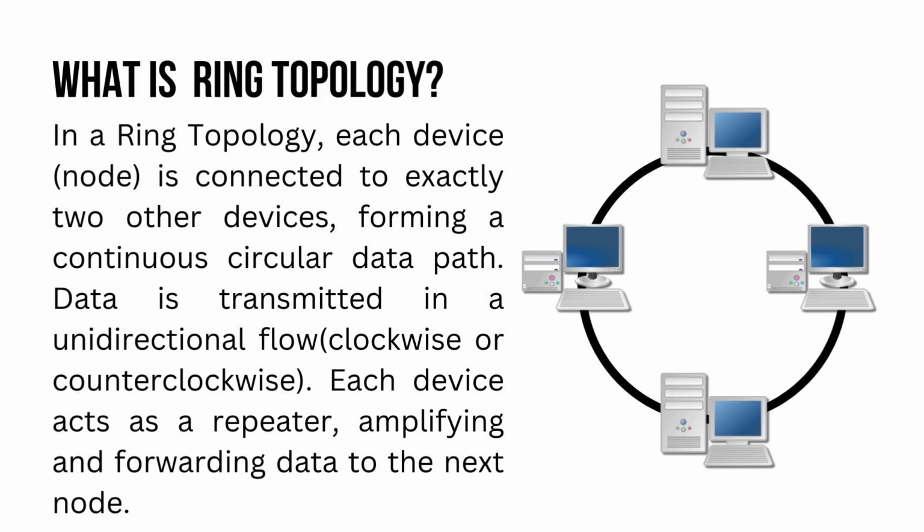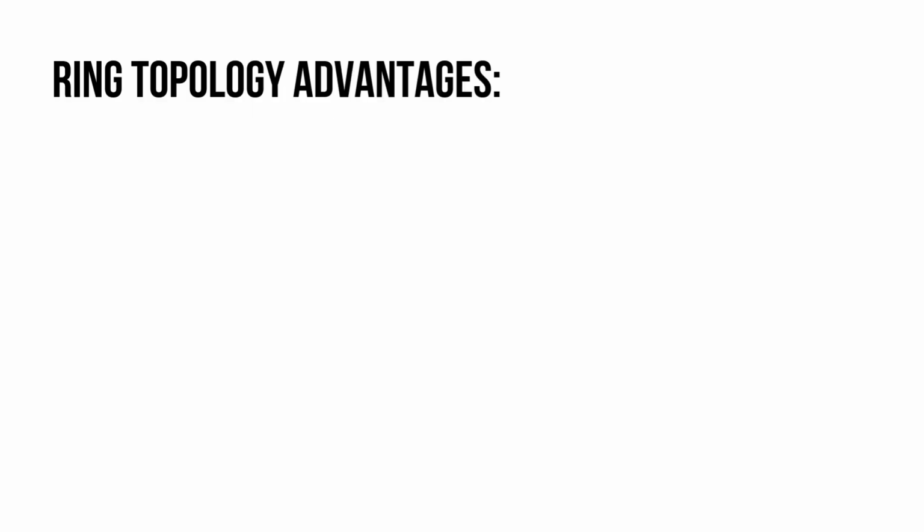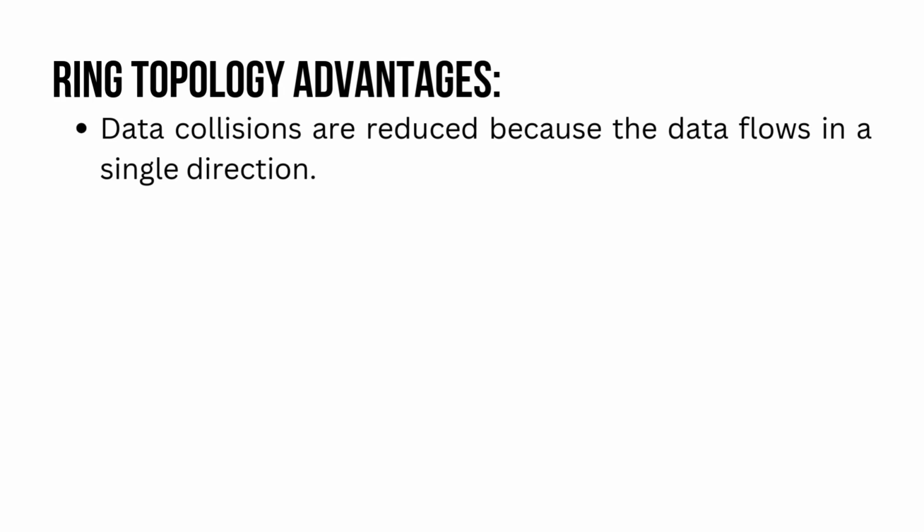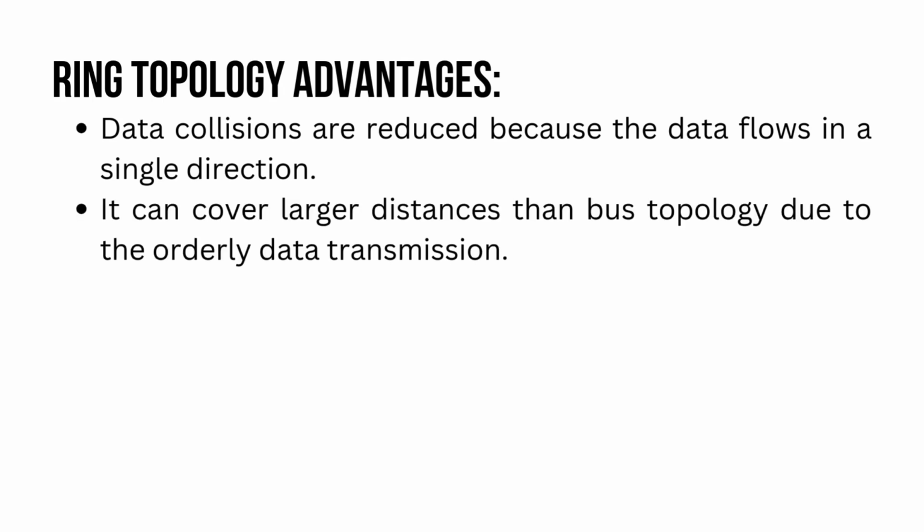Next, we have ring topology. In a ring topology, each device is connected to exactly two other devices, forming a circular path. Data travels in one direction, either clockwise or counterclockwise. Advantages of ring topologies are that data collisions can be reduced because the data flows in a single direction. It can cover longer distances than bus topology due to orderly data transmission.